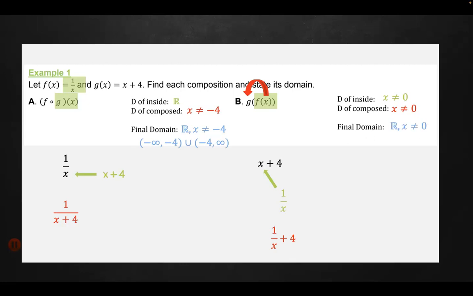Again, you could write this in interval notation if you'd like. 0 just can't have the bracket. It needs to have the parenthesis with the little union in between.